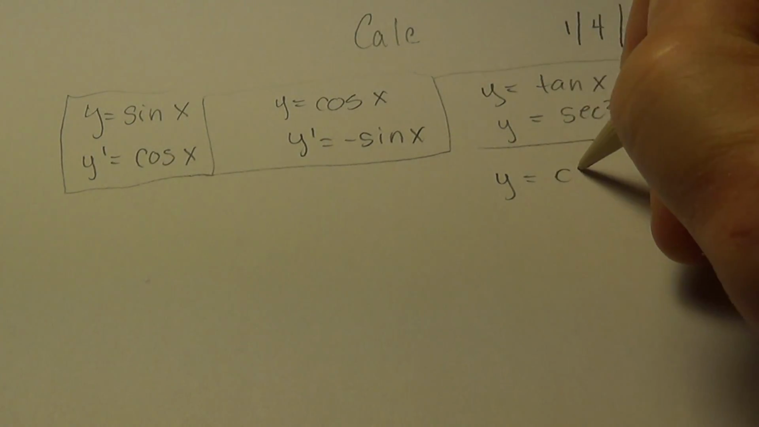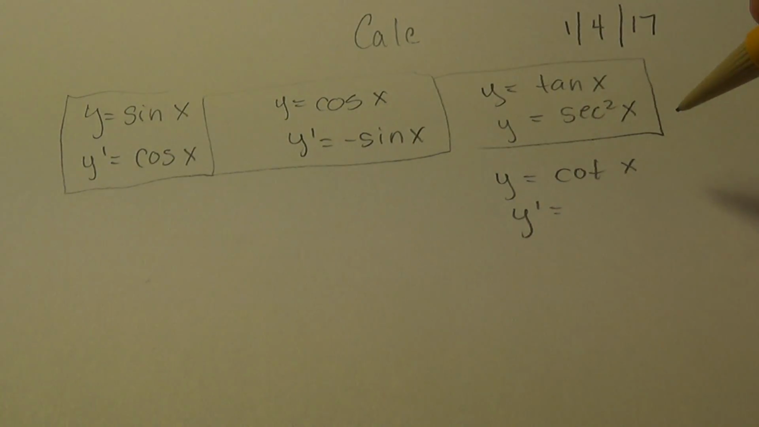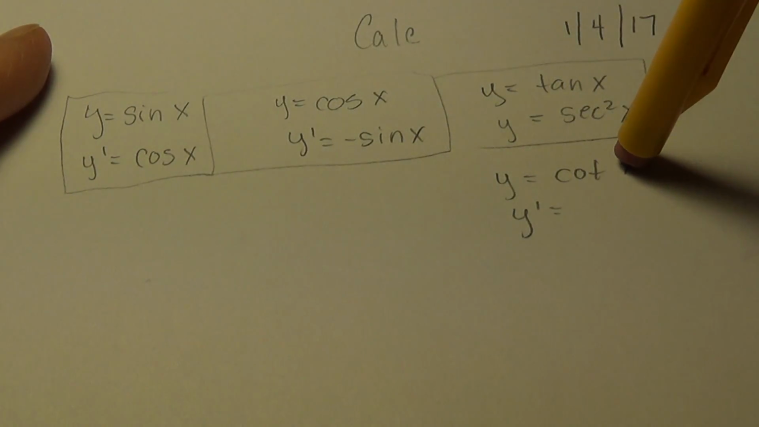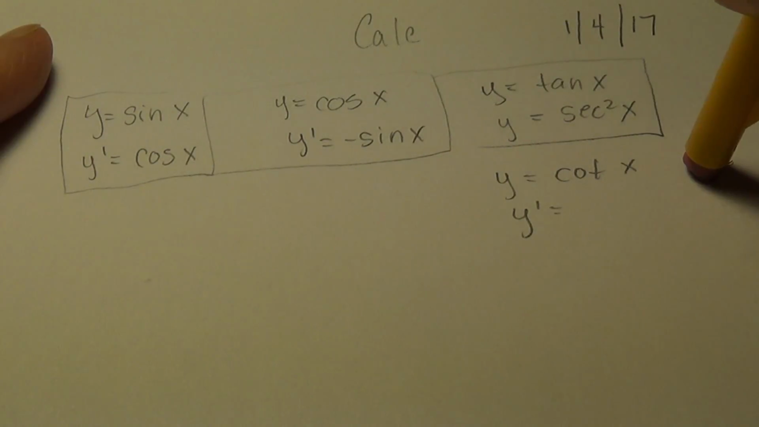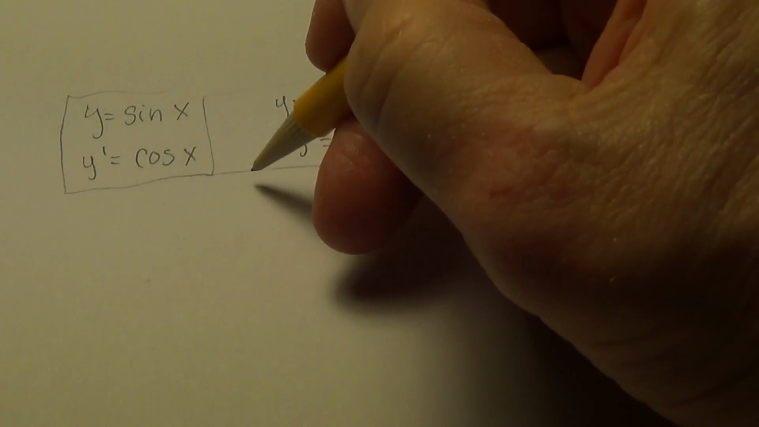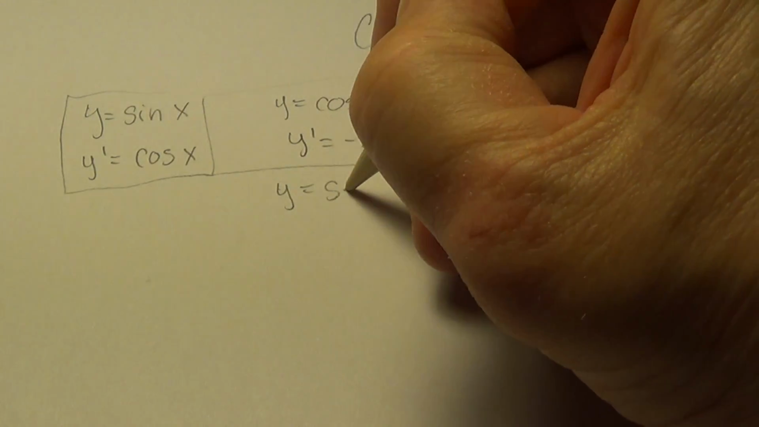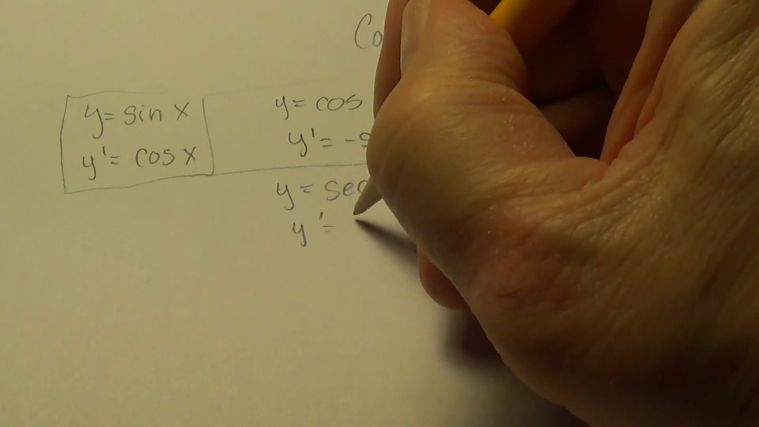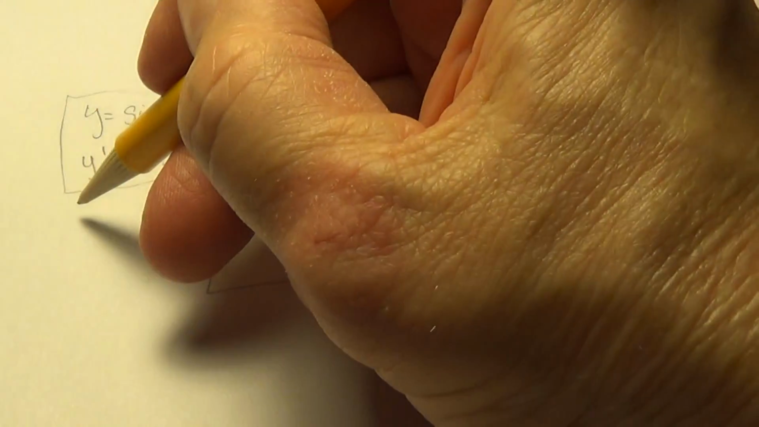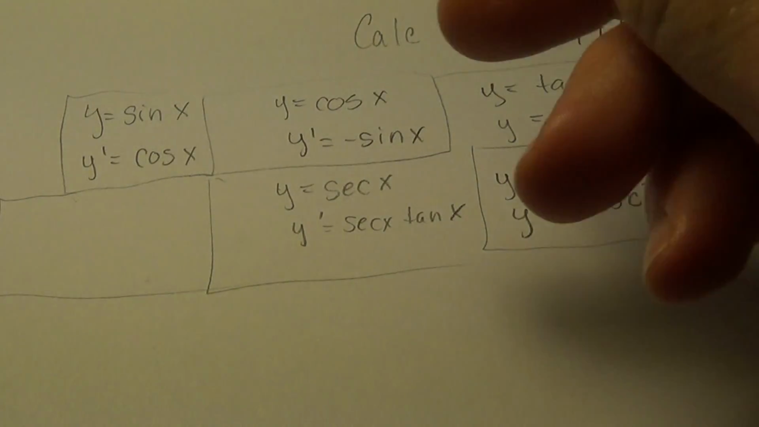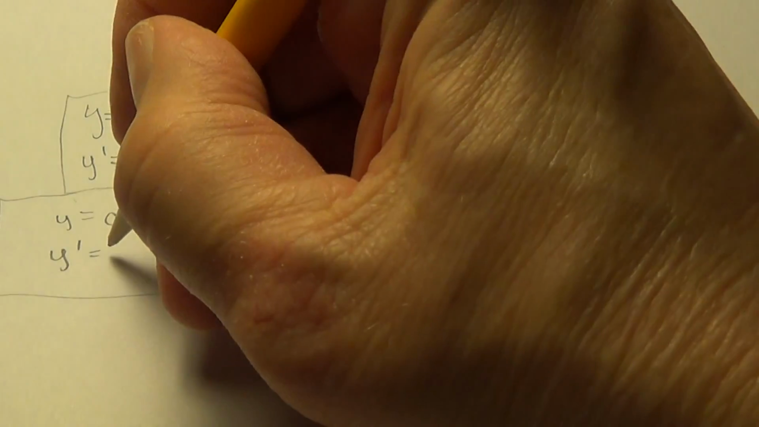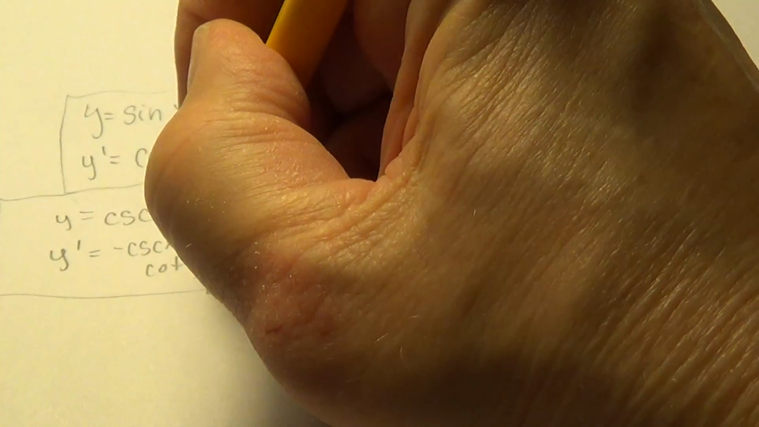Let's put y equals cotangent underneath of this one. Yeah, I want to put y equals cotangent, so the derivative is negative cosecant squared x, and when we have y equals secant x, the derivative is secant tan, and last box to fill in, when y equals cosecant x, y prime is negative cosecant x cotangent x.